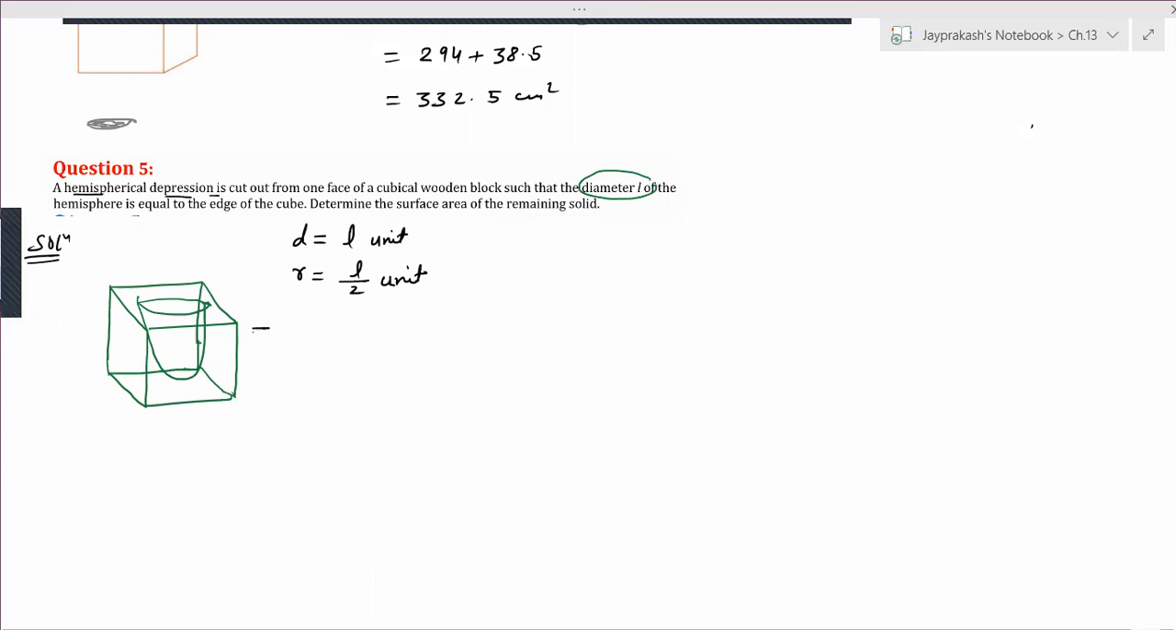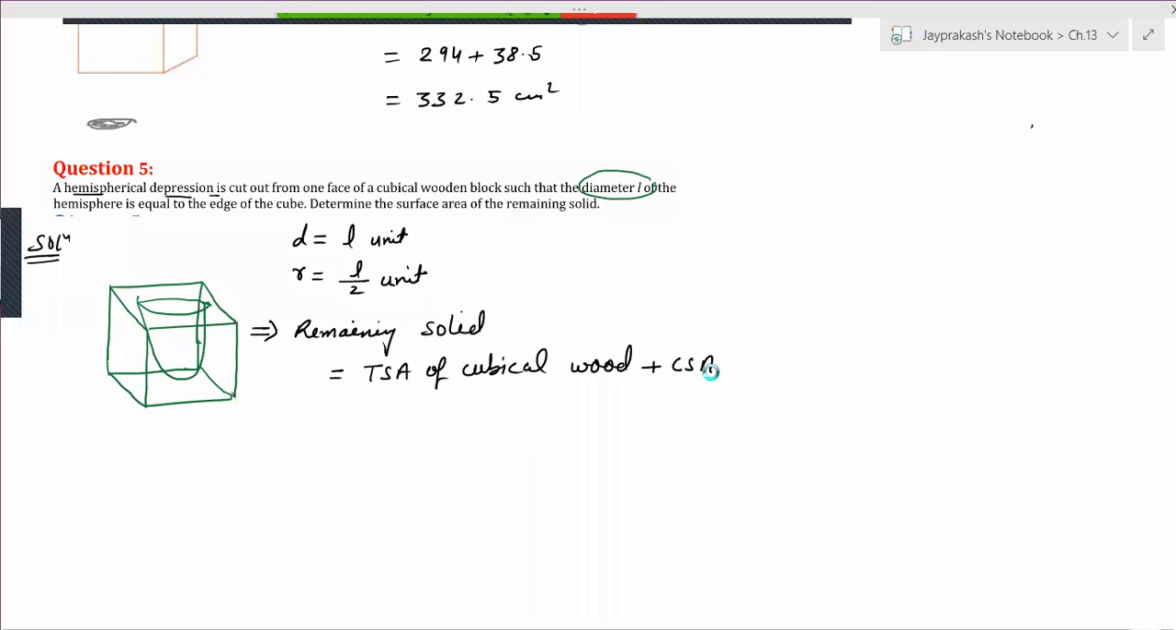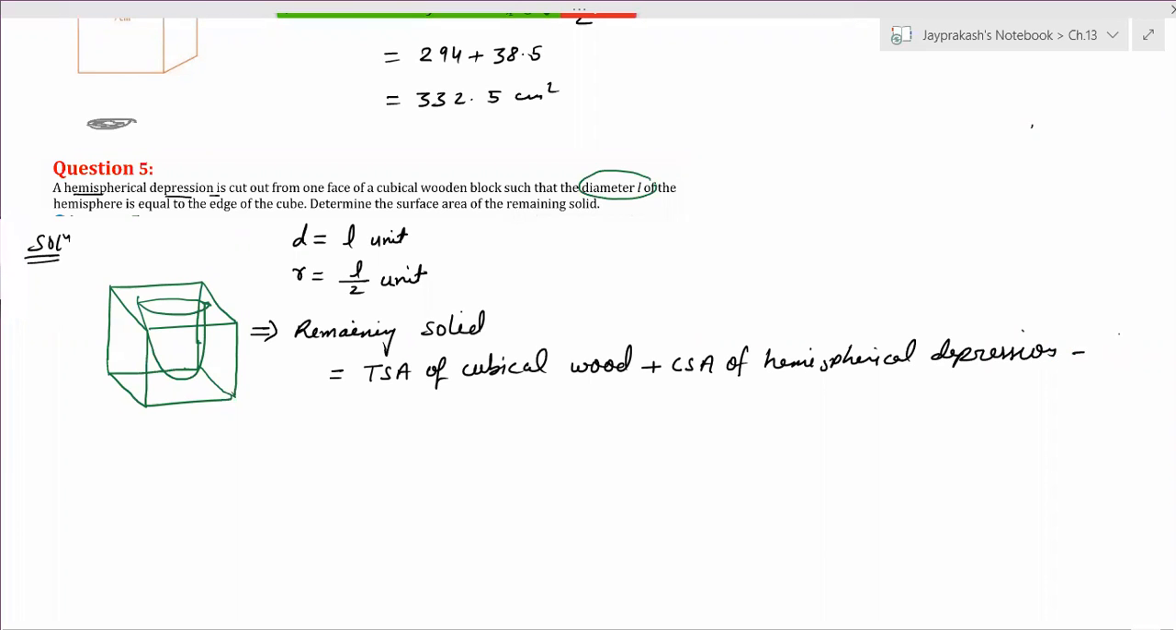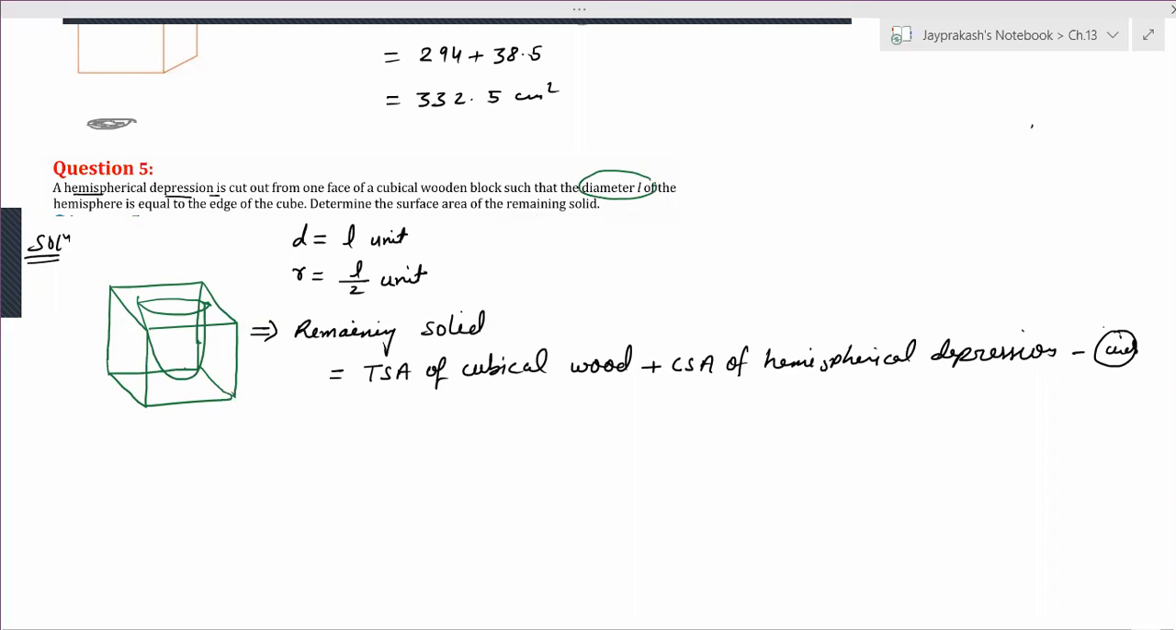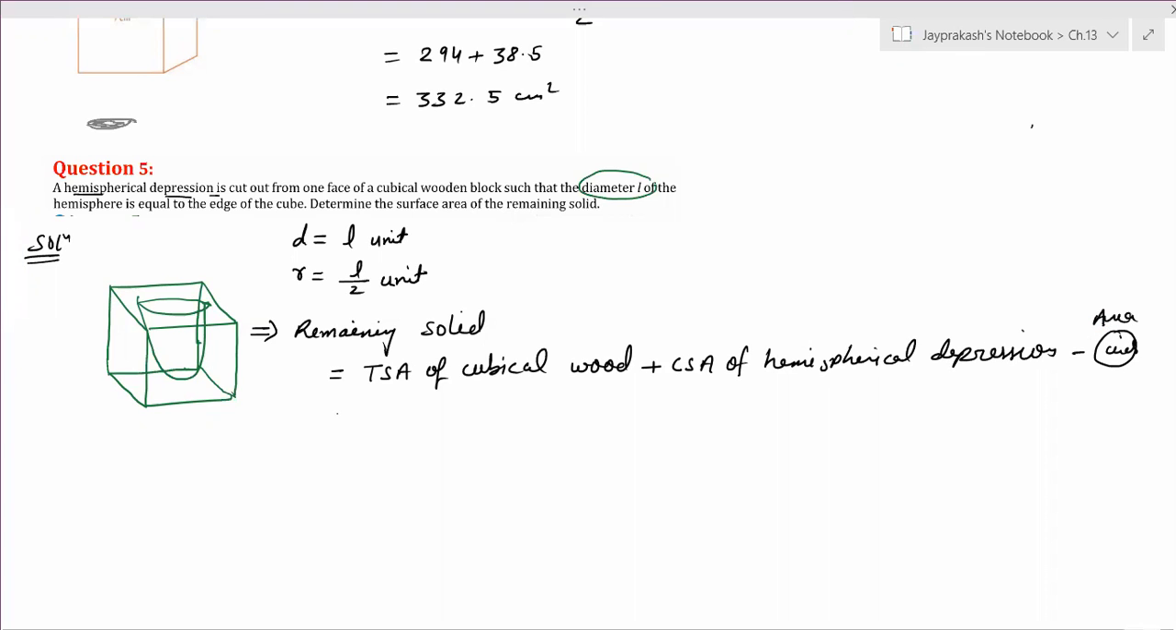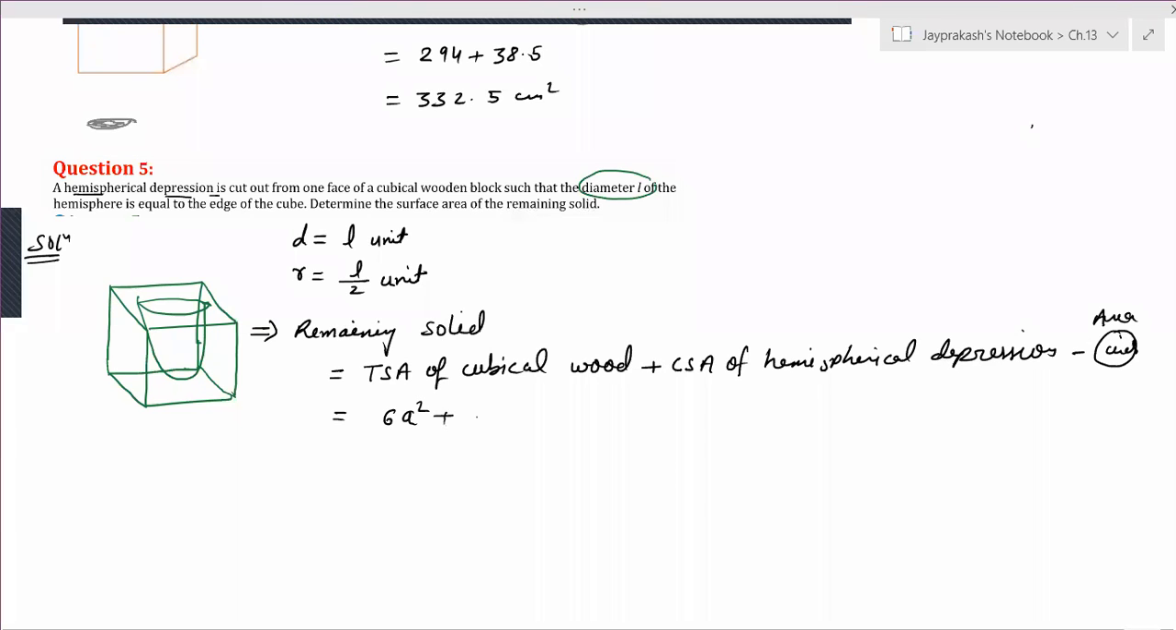Now determine the remaining solid. So we will write here: remaining solid is equal to TSA of cubical wood plus CSA of hemispheric depression minus area of circle. So it is 6a square plus 2 pi r square minus pi r square.